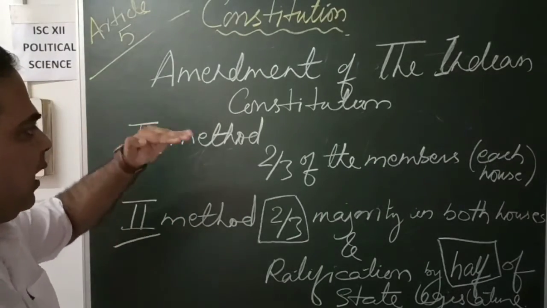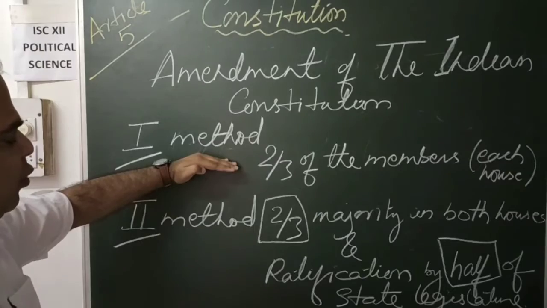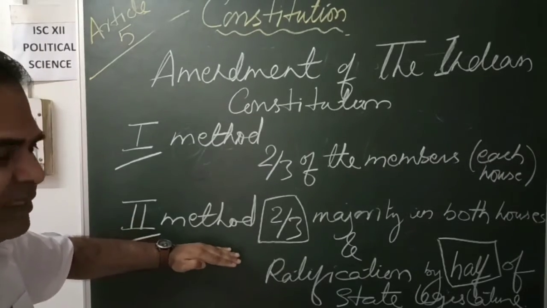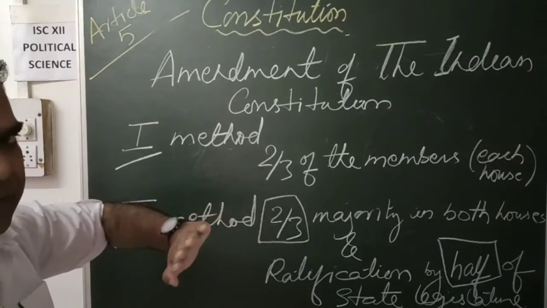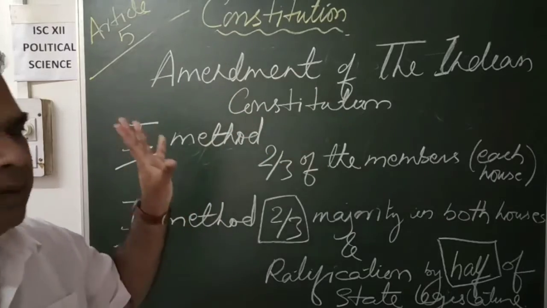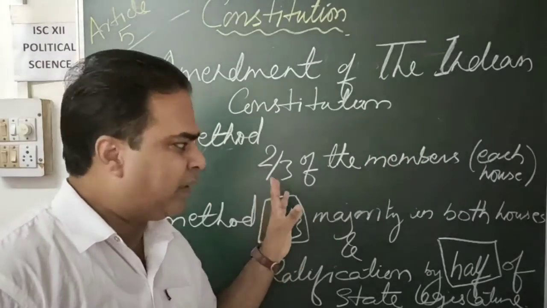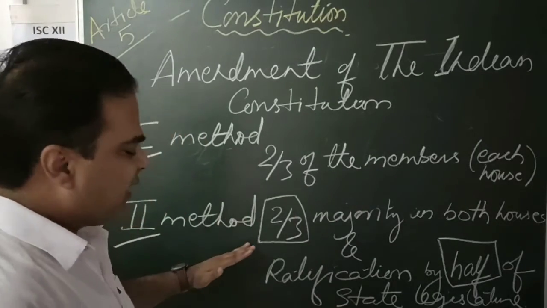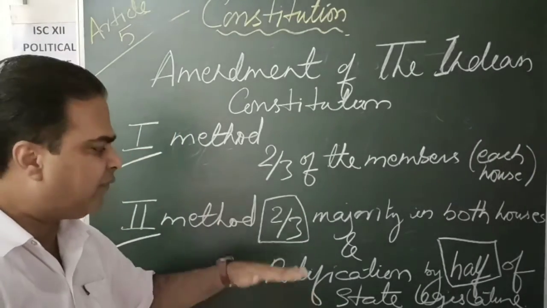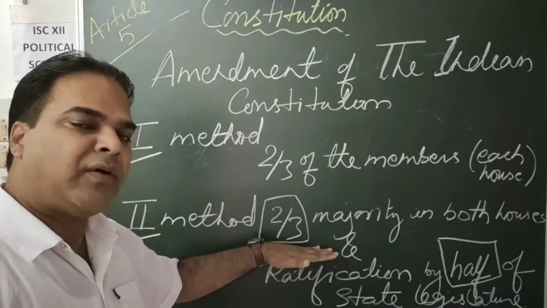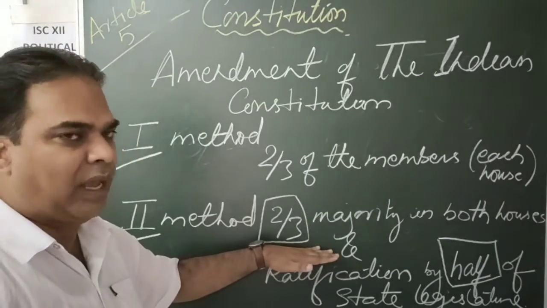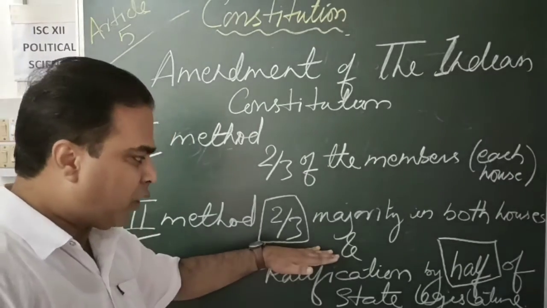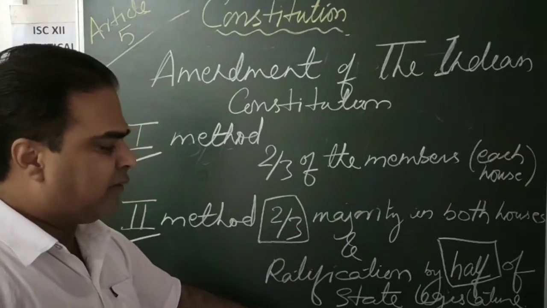Once again, the Indian Constitution has to pass through two stages in the second method, while the first method is very simple. Only Parliament can easily do it. They don't need to take the consent of the state legislatures. In the second method, two stages are there. First stage, 2/3 of the members of both houses have to approve it, they have to give their consent.